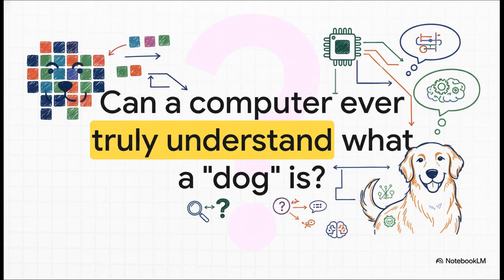And that leaves us with one last really fascinating question. We know a computer sees a grid of numbers. It sees the data. But can it ever really make that jump from seeing the numbers to truly understanding the concept of a dog? Well, answering that question, that's the big challenge at the very frontier of artificial intelligence today.